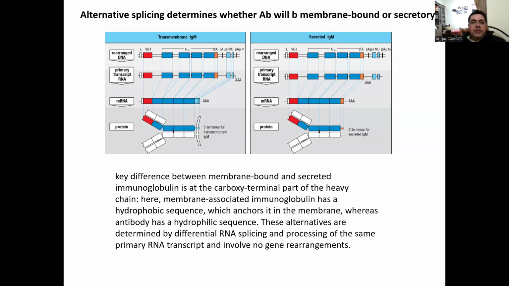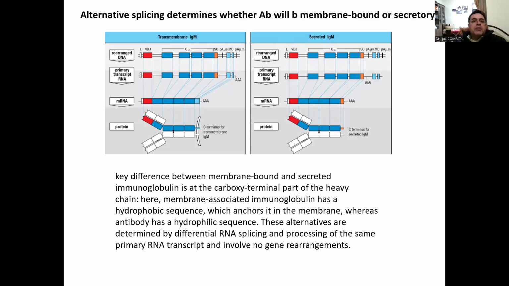So, what is the difference at the genetic level when this antibody is processed? You can see here that here is transmembrane IgM, and here on the right side is the secreted form of the IgM. IgM normally is present on the B cell membrane.